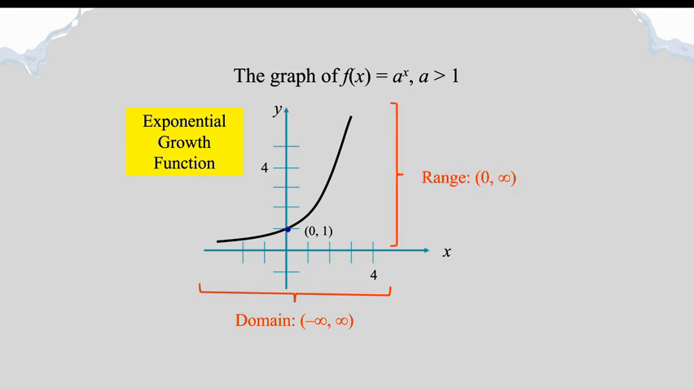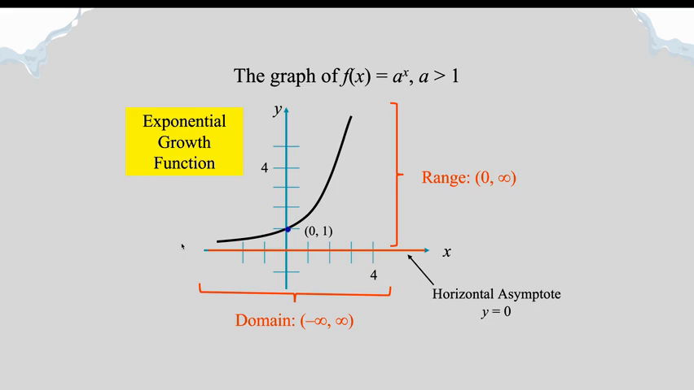But one thing we will talk about is the range is going to be y is greater than 0, or 0 to infinity. The reason for that is because we have a line that is called the asymptote, and the asymptote is a line that our exponential function graph will get closer and closer and closer to, but it will never touch. So this is called a horizontal asymptote. It's y equals 0.